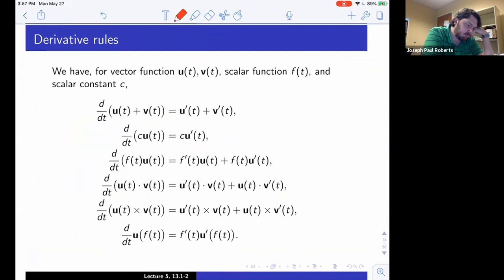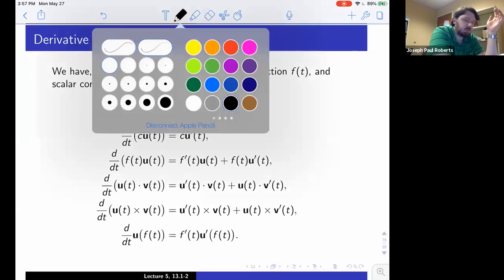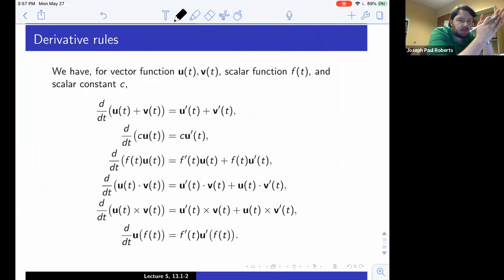Okay, and then we have all kinds of derivative rules from Calc 1. And since our derivative of a vector function is just defined as the derivative of the components piece by piece, all our Calc 1 derivative rules will give us derivative rules for this situation. So pretty much everything you hope to be true is true. So for example, the derivative of the sum is the sum of the derivatives. The derivative of a constant scalar factor times a vector function is that scalar constant factor times the derivative of the vector function.